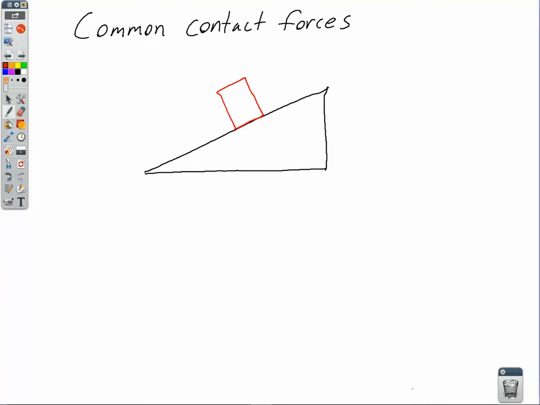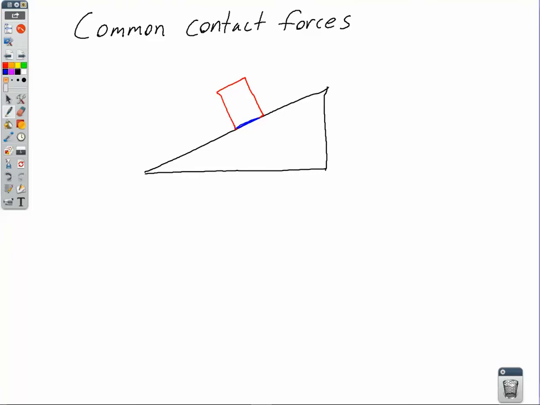Okay, so now let's take a look at some common contact forces that we'll be dealing with in physics. So first we've got a ramp here and a box sitting on that ramp. Again, we ask ourselves, what's touching the box? If I want to know what forces are acting on the box, ask yourself what's touching the box. Hey, the ramp is touching the box. Cool. That interface between the box and the ramp, we're going to call that the normal force.